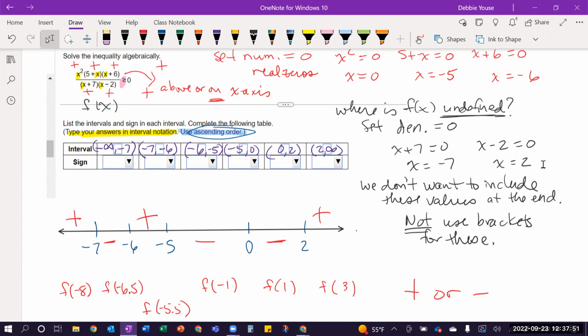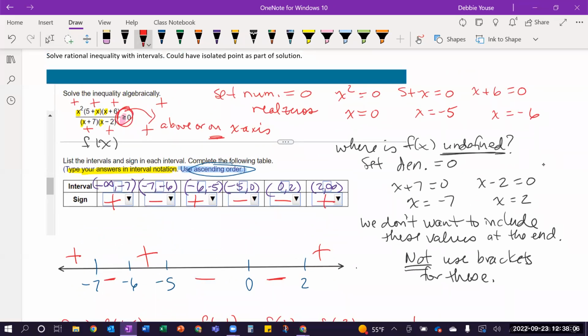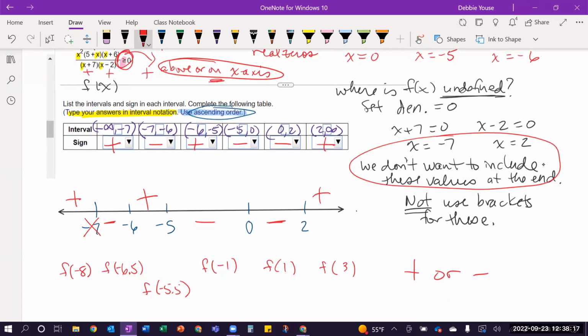So now we have to think about which answer we would give for a final conclusion here. Remember, we had positive, negative, positive, negative, negative, positive. Our original problem was greater than or equal to, which we determined was above or on the x-axis, but we do not want to include -7 or 2. So we are not including -7 and we're not including 2. Think of those like open points on the number line, even though they're actually asymptotes, but on the number line I'm putting them as open, so we're not going to include that.